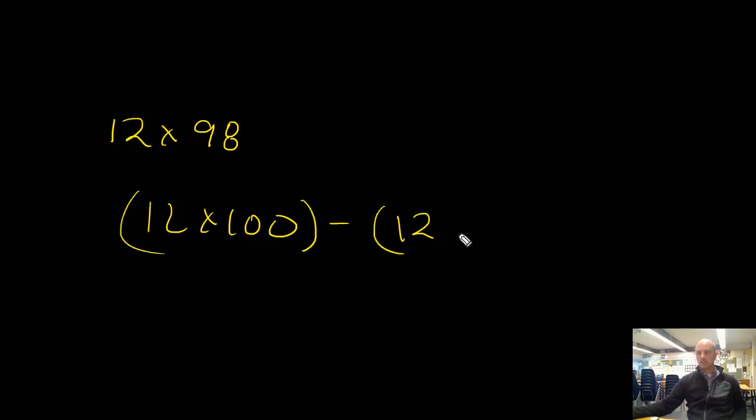How would you do this one? Well, 98 could almost be 100. So do 12 times 100, and then once you're done with that, subtract 2 12s. So try to figure out how to make these work. Ultimately, the whole goal here is to make it work for you, to make it easier for you.